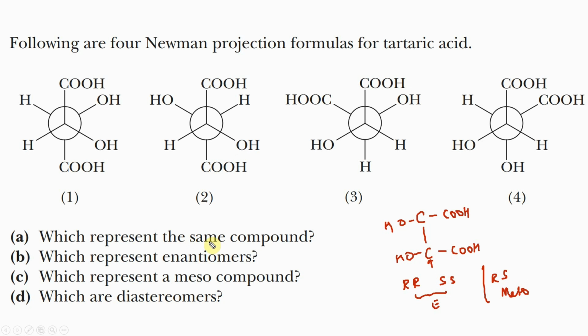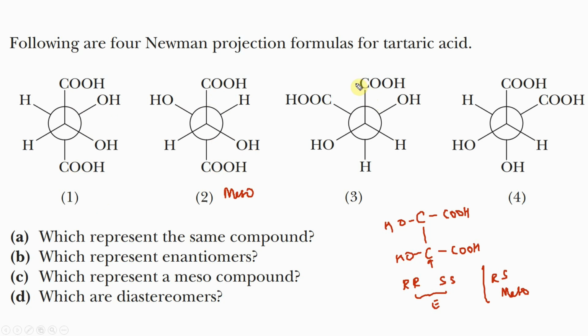The best way to do it is, first, in 1 you can check for meso. Okay, COOH is opposite, but OH, OH are not opposite. So this is not meso. COOH opposite COOH, OH opposite OH. So this is meso. Correct? Another way to do it is to rotate the front carbon 180 degrees. COOH comes here, OH goes here, hydrogen goes here.